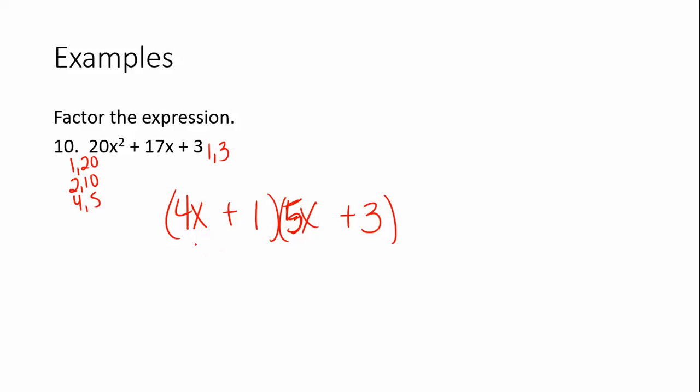5x, so that's 12x. This is 5x. Yep, when I add it together, I get 17x. Now what's nice about factoring is there's only one right answer, okay? You can't get an answer like 2x plus 10 or 2x plus 1 times 10x plus 3. That would not work. Only one answer is going to work.